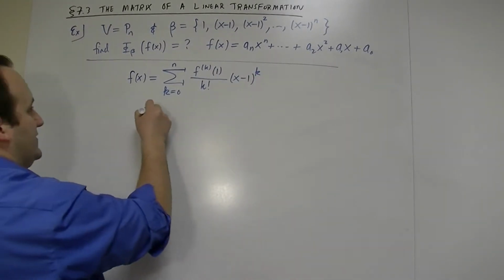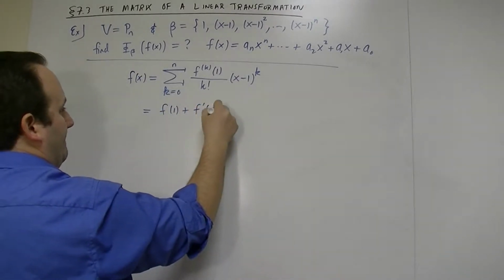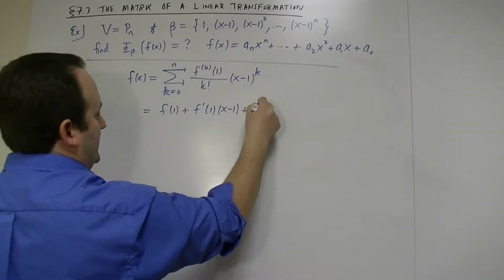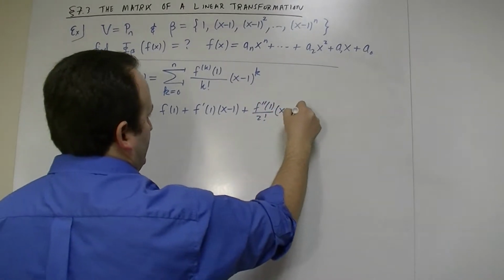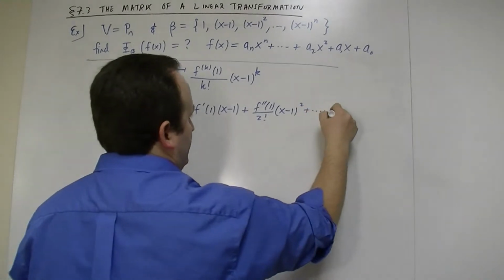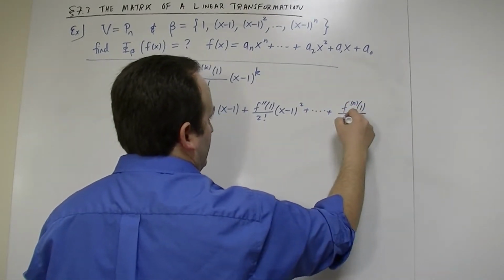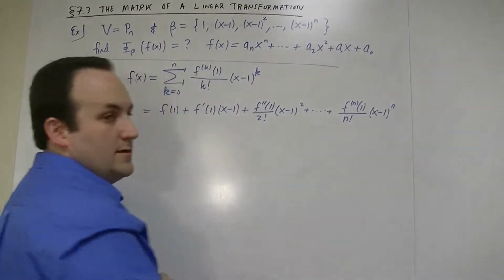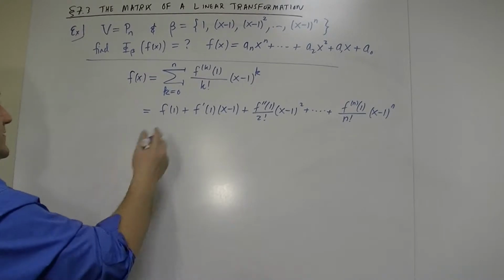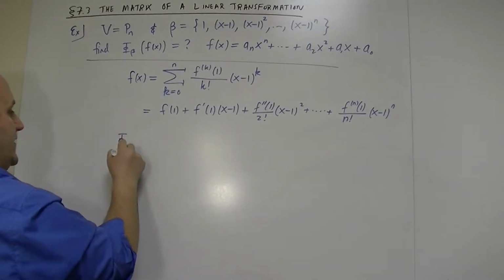In other words, f of x is equal to f of 1 plus f prime of 1 times x minus 1, plus f double prime of 1 over 2 factorial, x minus 1 squared, plus and so on, plus the nth derivative evaluated at 1 over n factorial, x minus 1 to the n power. And aha, that tells me what the coordinate map is. So I can read it off.